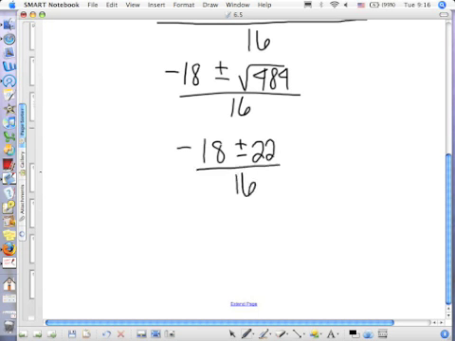All right, now we can finish this off. How are we going to put this together and get our two answers? Negative 18 plus 22 is 4. Over 16 would be 1/4. Negative 18 minus 22 is negative 40 over 16, which would be... 8 goes into 40 five times, 8 goes into 16 twice, yeah, negative 5 halves.